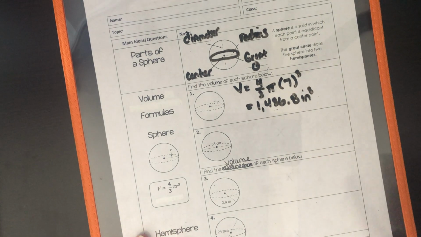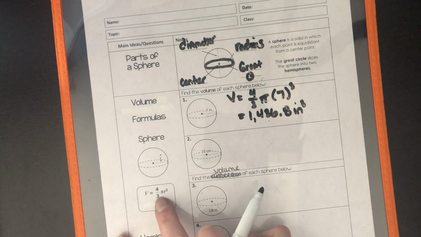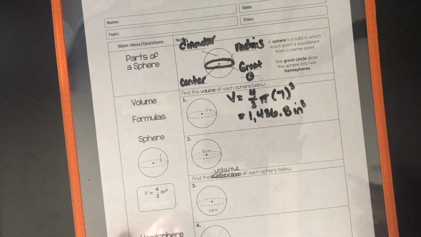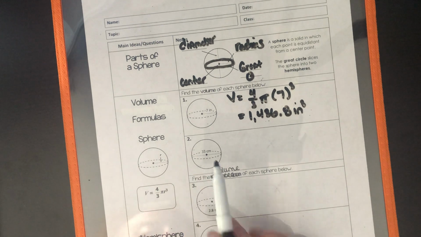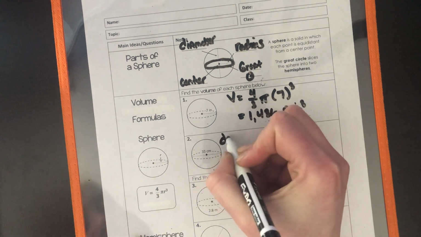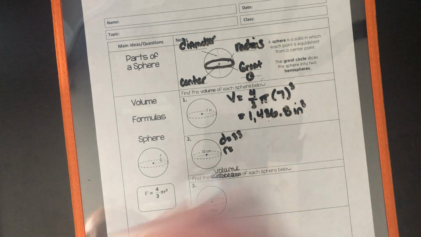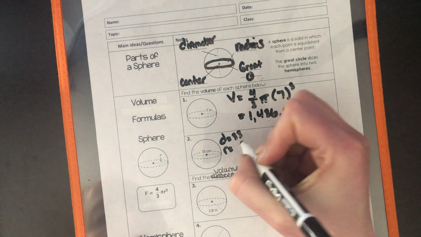Okay, and that's it. That's all there is to it. It's about identifying the shape, locating your formula, and plugging in what you find and what you know. So number 1, they gave us the radius. Number 2, this 33 is at the center. So that's telling me the diameter is 33. So therefore, the radius, we have to take half of 33, and you get 16.5.